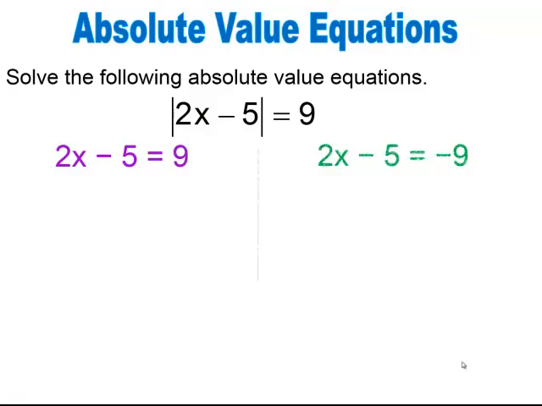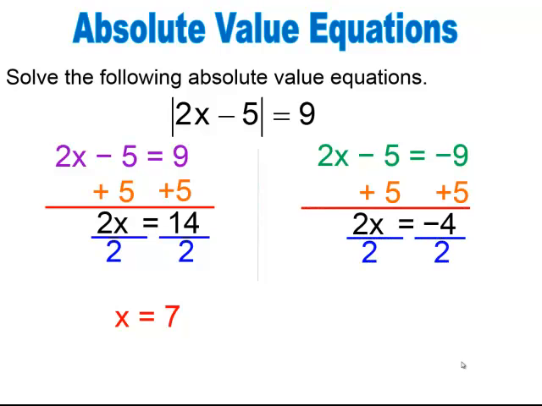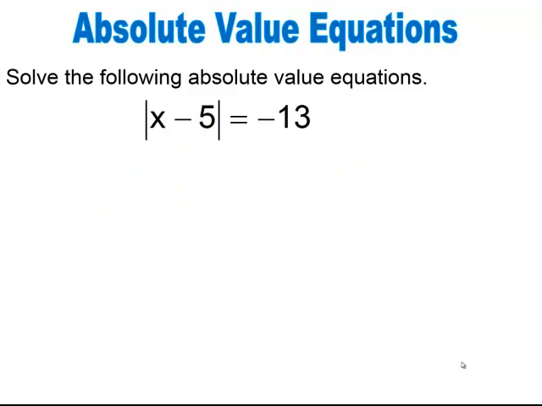So again, you're taking the expression out, setting one equal to the positive and one equal to the negative of what's on the outside. And now this is a two-step equation. I'm going to add 5 to both sides, and then I'm going to divide through by 2, and I get one of my solutions: x equals 7. I do the two-step equation, I add 5 to both sides, and I get x equals a negative 2. So my solutions here are x is 7 and x equals a negative 2.